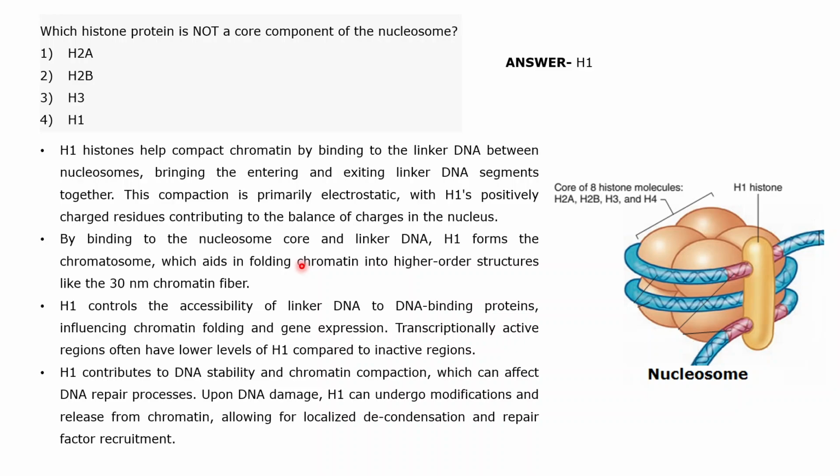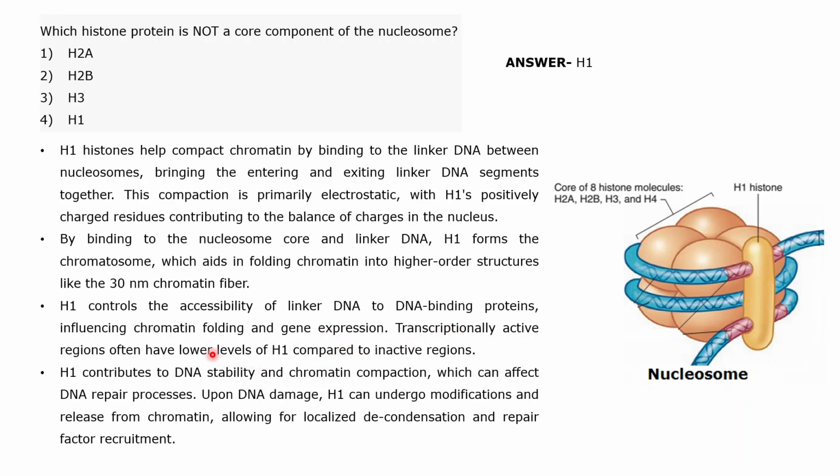It aids in folding the chromatin into higher order structures like a 30 nanometer chromatin fiber. The chromatin fiber that is made is approximately 30 nanometers wide. Not only this particular portion, but several other chromatosomes are present that in turn compact the whole DNA into this 30 nanometer chromatin fiber. It controls the accessibility of the linker DNA to DNA binding proteins, influencing chromatin folding and gene expression.